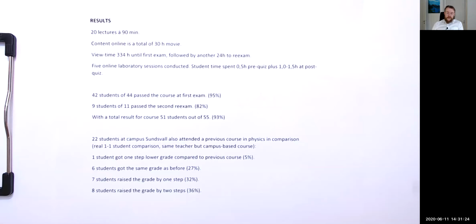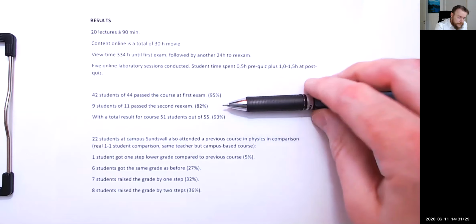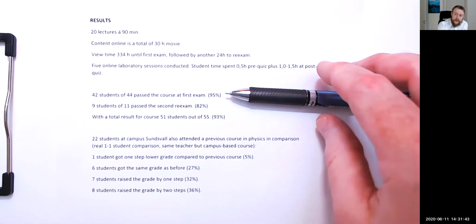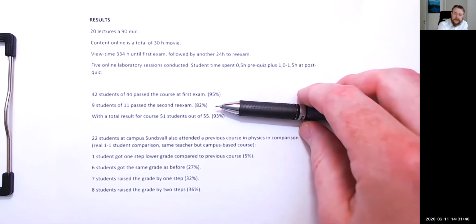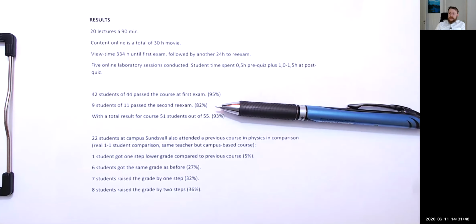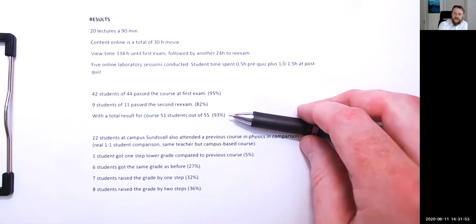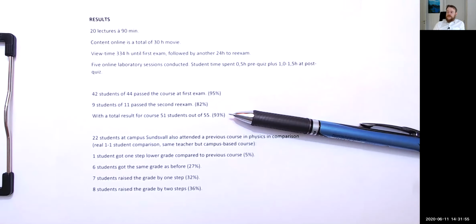If you look at the performance in the exams, you can see that 42 students out of 44 who took the first exam passed. That was a very amazing result. That means 95% passed the first exam. One week later, they had a re-exam, and 9 out of 11 students passed that one also. That gave a total result for the course of 51 students out of 55. So 93% passed the course.